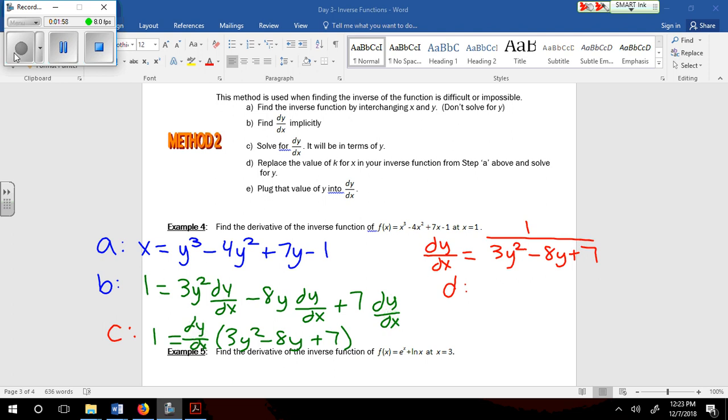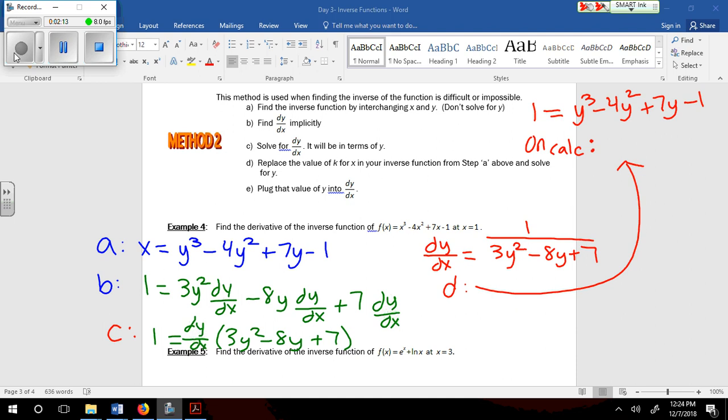So we're going to have to come off to the side and do some calculator work. So we're going to set 1 equal to y cubed minus 4y squared plus 7y minus 1. So then on your calculator, you can find this. You can set the right equation equal to 1 and just see where they intersect, or you can subtract the 1 over and find the zeros. But either way, you should be able to do that and get y equals 0.349371.